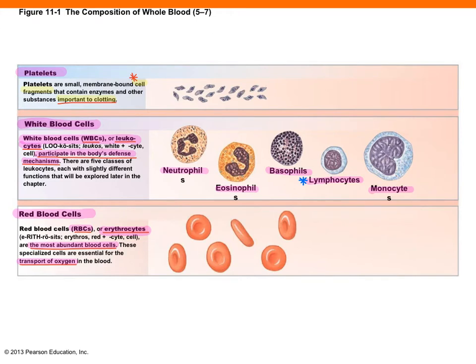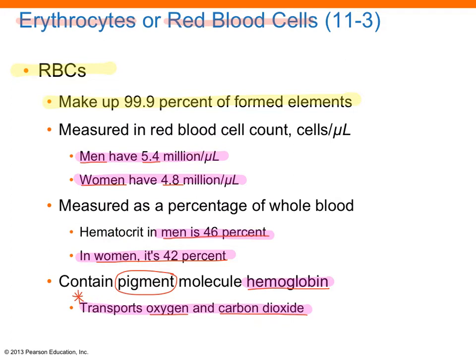This shows you the distribution of the formed elements. The platelets, they're cell fragments and they're important to clotting. The white blood cells, the WBCs or leukocytes, they participate in the body's defense mechanisms, and they include neutrophils, eosinophils, basophils, lymphocytes, and monocytes. And the red blood cells or RBCs or erythrocytes, they're the most abundant and they transport oxygen. The red blood cells make up 99.9% of the formed elements.